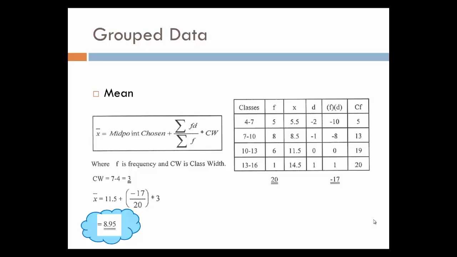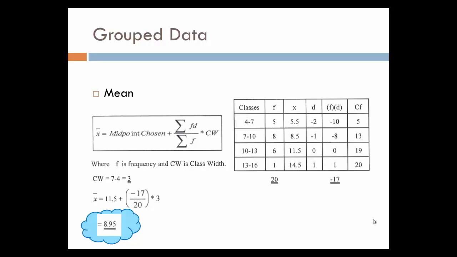Then the next thing is the CW. In the CW, it is better to look at the first row and the second row, or what we call the lower limit. Lower limit sub 2 minus lower limit sub 1. So I will say lower limit sub 1 is 4. Lower limit sub 2 is 7. I say 7 minus 4, that will give me 3. And then I punch it out, I get 8.95. That is how I calculate the mean.